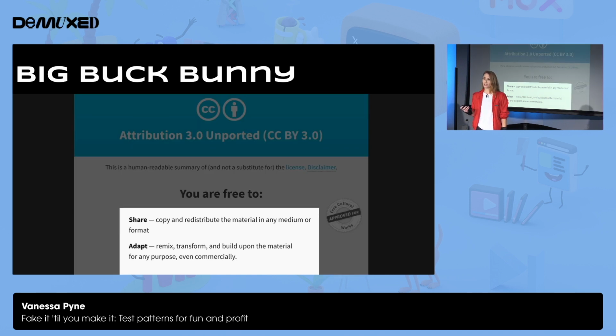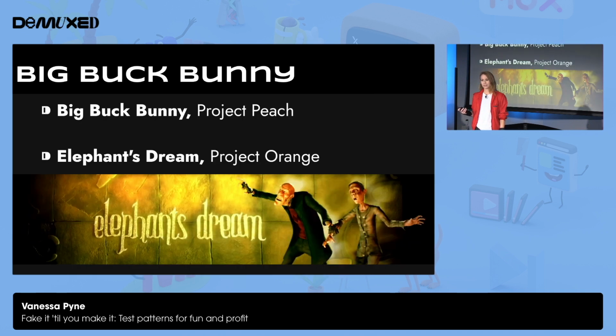This license allows you to share, copy and redistribute the material in any medium or format, and adapt, remix, transform and build upon the material for any purpose, read, testing, or fun, even commercially, profit. The code name of that film was Project Peach, which was a follow-up to Blender's Project Orange, which produced another 3D animated short called Elephant's Dream.